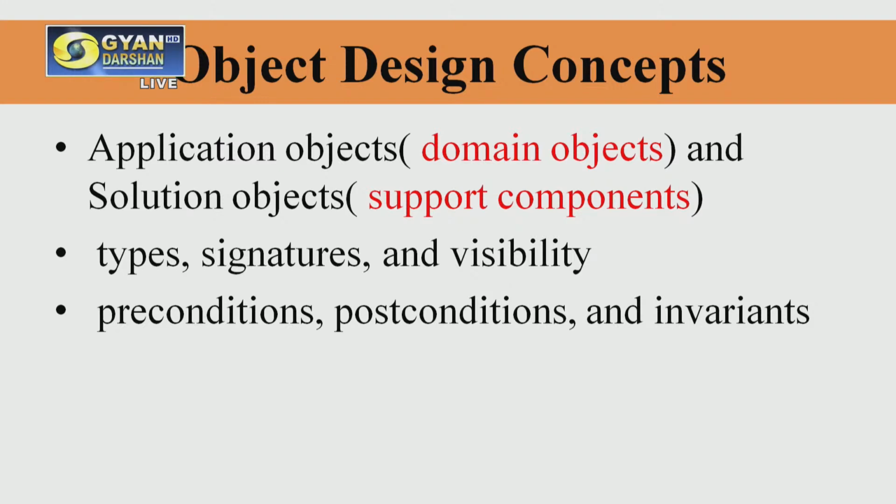Then next comes the types, signature and visibility: the type of returns, the data type being used, the signature of the behavior of the object, the prototype of the functionality or the methods. And visibility is nothing but the data access control, that is public, private, protected. And certain conditions are also associated with it, like precondition, post-condition and invariant conditions. These conditions are applied when we are designing the objects and when we are implementing the things.